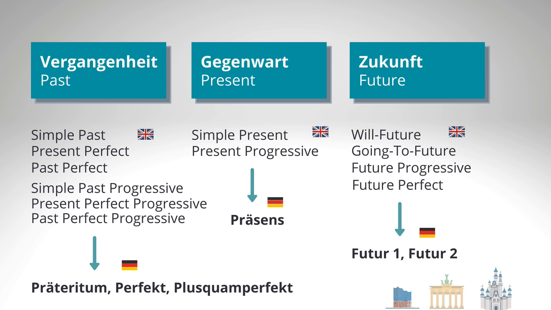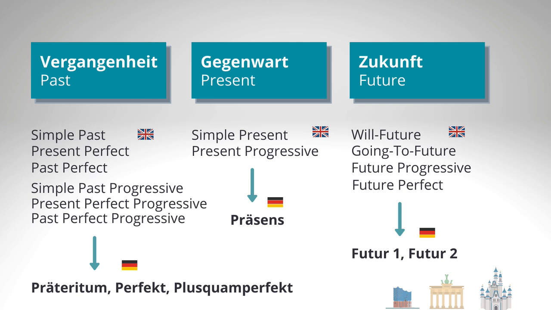So far so easy, but what's actually the difference? The difference is that in German we don't have progressive forms. So for example, our Präteritum comes pretty close to your simple past, but we use it in both the situations where you would use the simple past and where you would use the simple past progressive. And the same is true for all of the other cases.